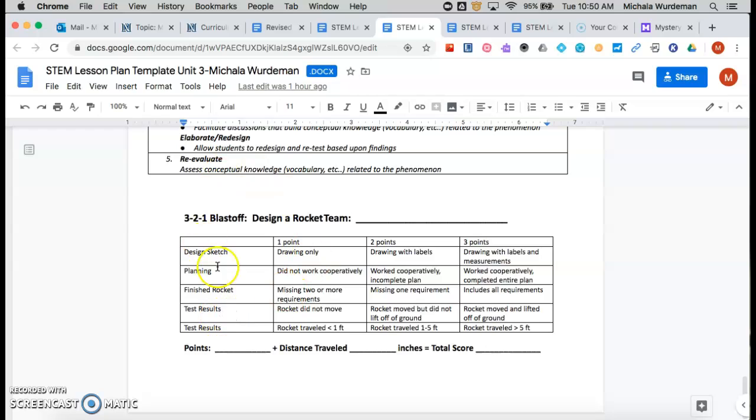And then down here at the bottom was my rubric for deciding how well they did. Did they design their rocket well? How well did they plan and work cooperatively with a group? Was their rocket finished? Did it have all the requirements? And how did their testing go? Did it move? Did it get off the ground? And then how far did it go as well? And all of that added together would give them their final score.